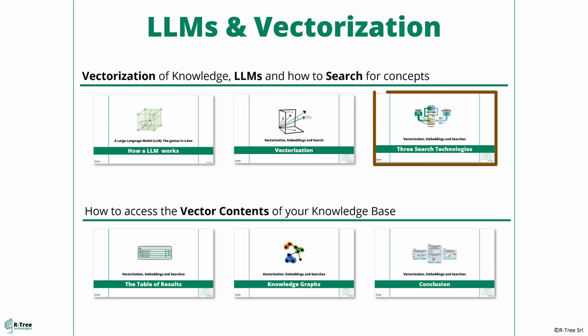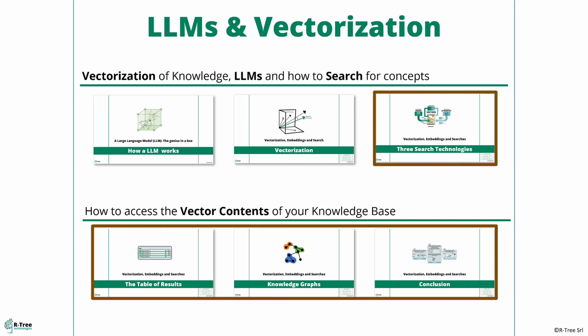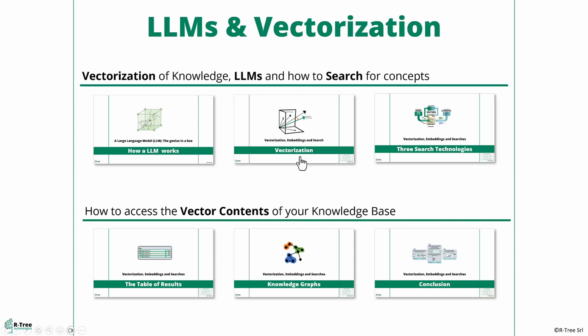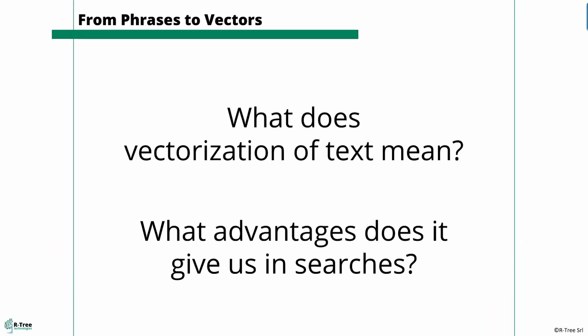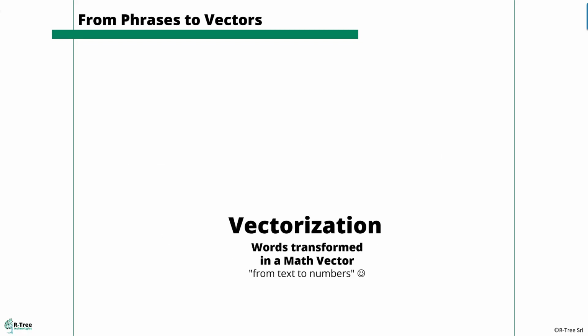And in the videos that follow this one, we will talk about the new ways of searching and visualizing data that come from this technology. Let's start with an introduction to the topic of vectorization and embeddings. What does vectorization of text mean? And what advantages does it give us in searches? AI-based vectorization is a way to transform text into a series of numbers represented by a mathematical vector.